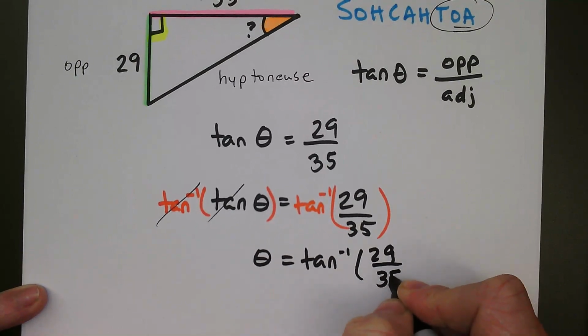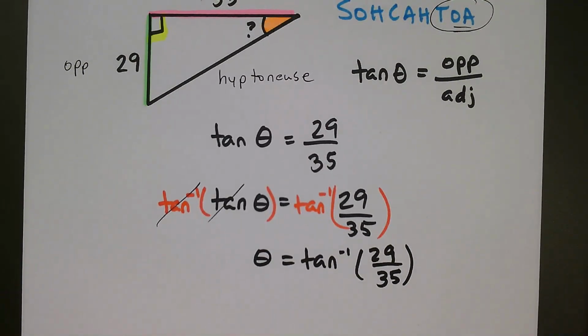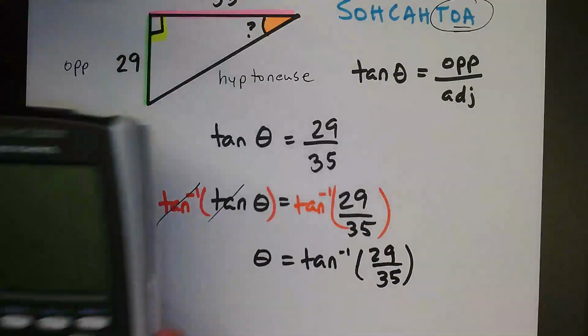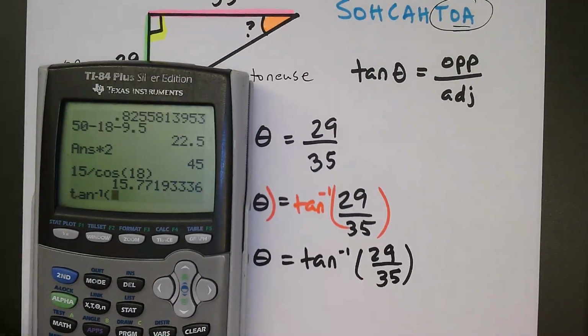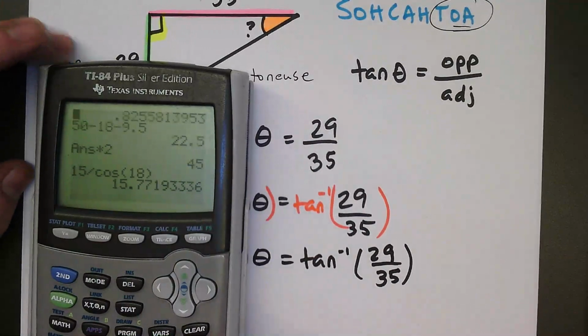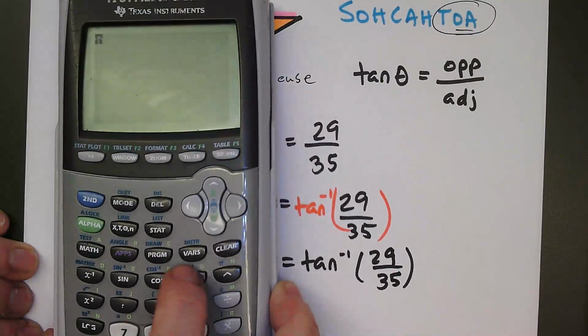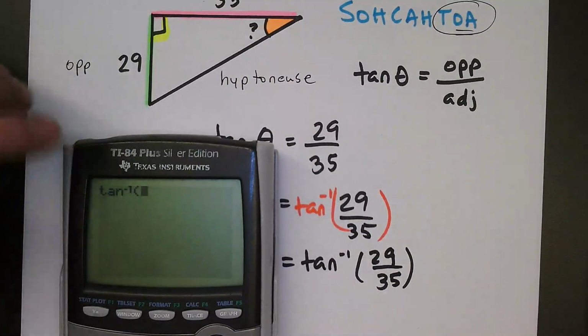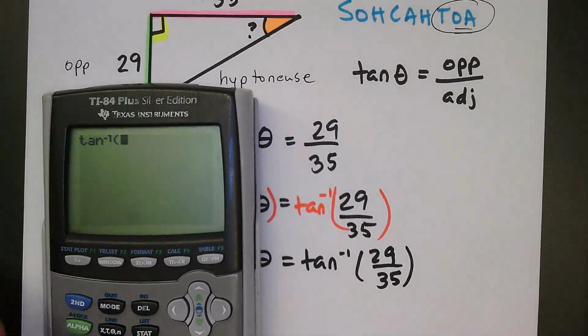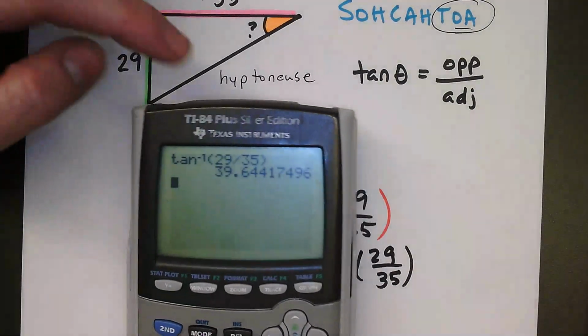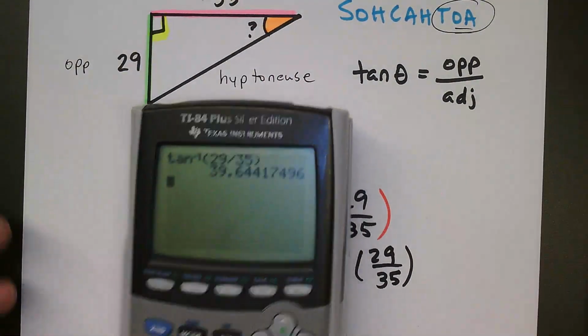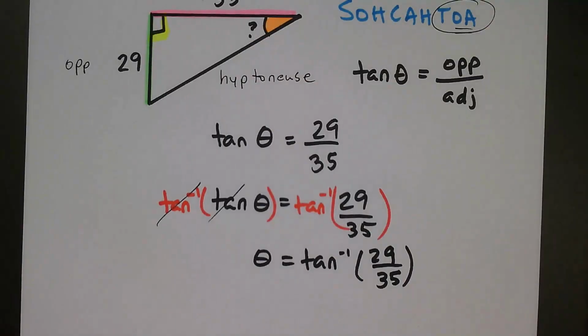And this part can just go into the calculator. You're going to type it as you see it. The inverse tangent, it's a secondary feature. So here, I'll close it out so we can see all of this. Second inverse tangent, so it should say tangent to the -1. And then I just do 29 divided by 35, close my parentheses, hit enter. And let's see, I'm going to get 39.6. That is my angle measure.